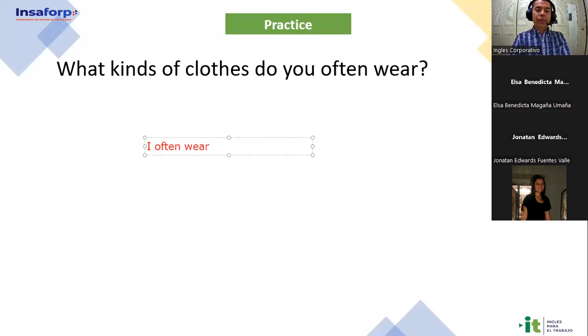I often wear jeans. And the boots. Oh, boots. Excellent. Boots and security.